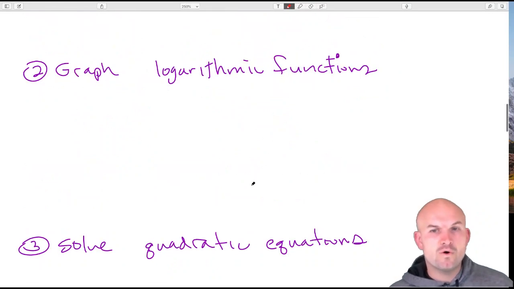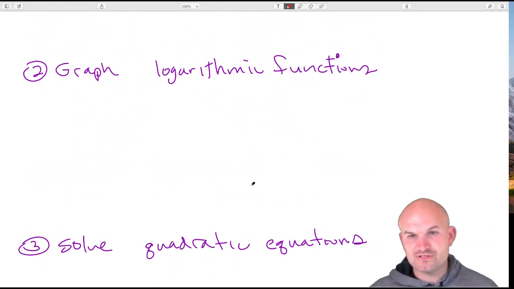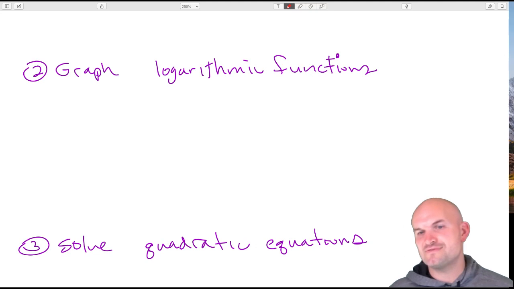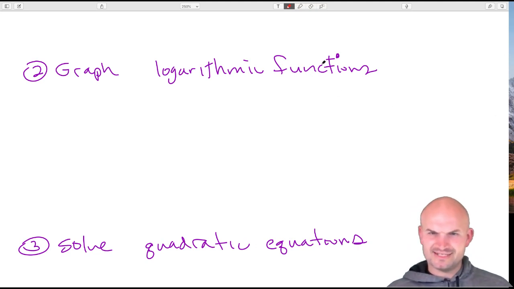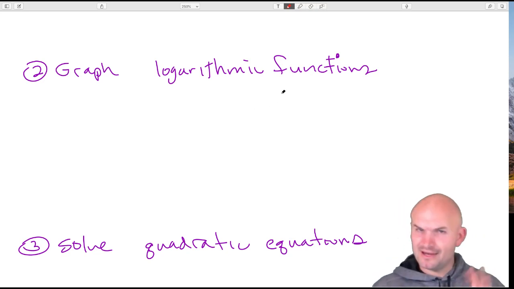All right, so graphing logarithmic functions. I guess I forgot the T. It's a weird T that I did there, but I'm going to leave it because I think it kind of looks cool.